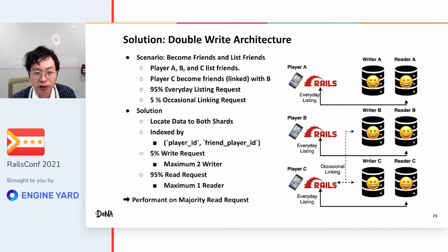The solution here is double write architecture. We locate the data in both shards, indexed by player ID and friend player ID. Then 5% write requests involve a maximum of 2 writers, and 95% read requests involve only 1 reader. This is performant on the majority read requests.